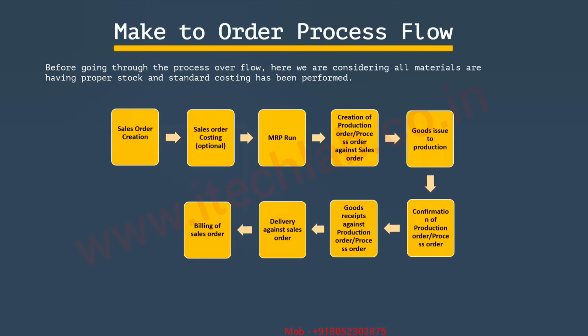Next is billing of the sales order. Here we do the billing and take the money. The rest is FI, which will take it back. So, there will also be month-end activities, which are involved everywhere.